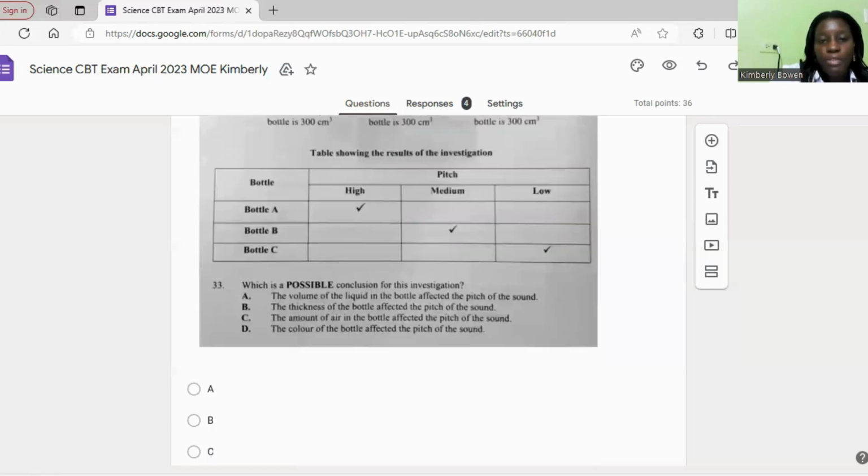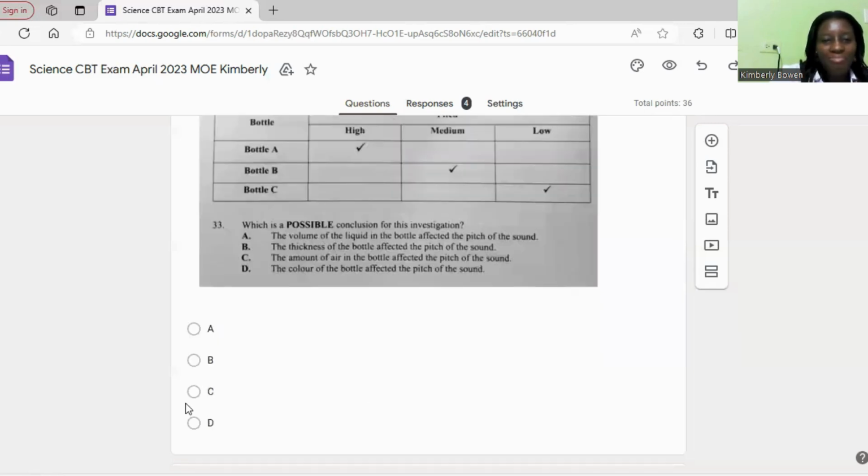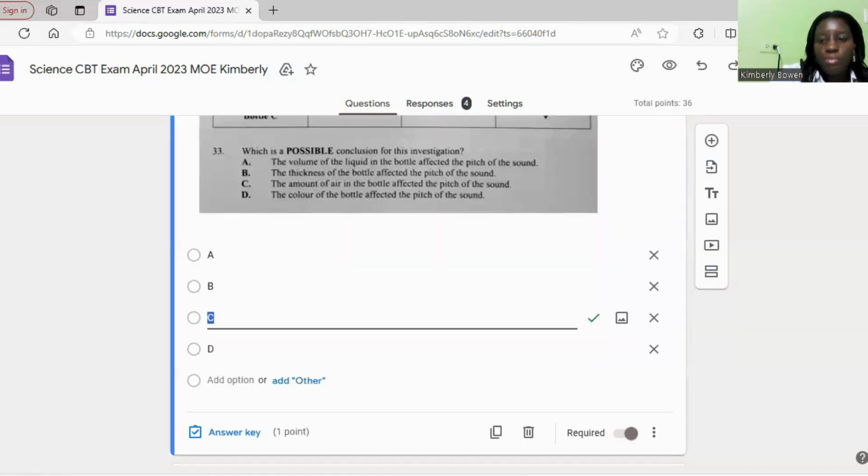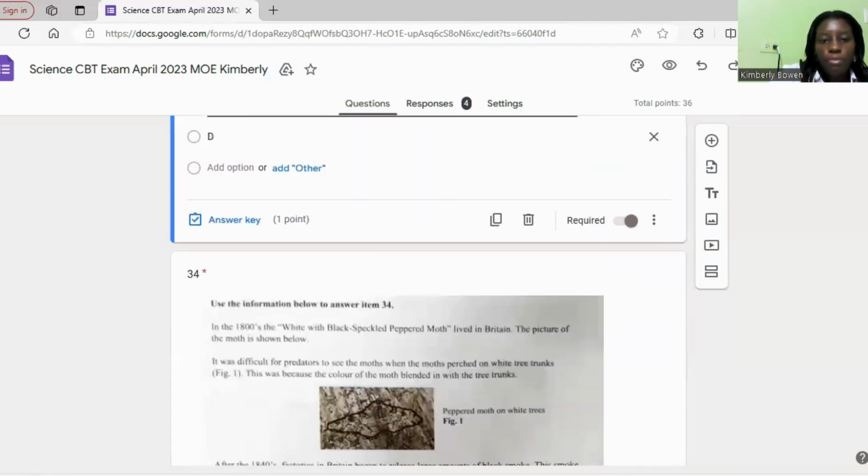Or simply put, the amount of air was different. Let's move on to number 34. Use the information below to answer item 34.